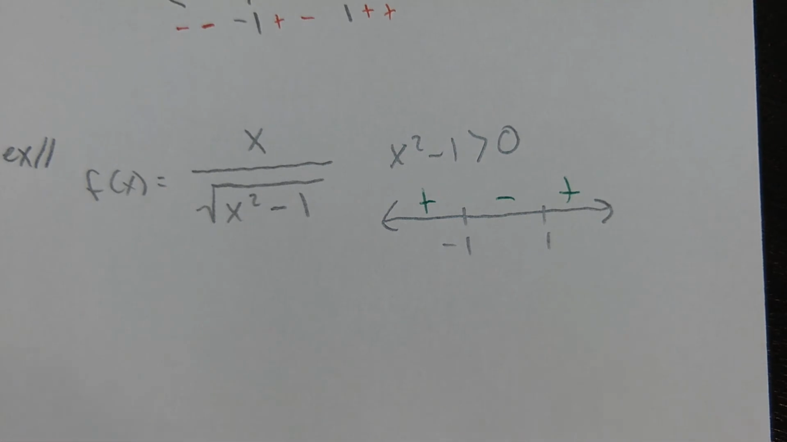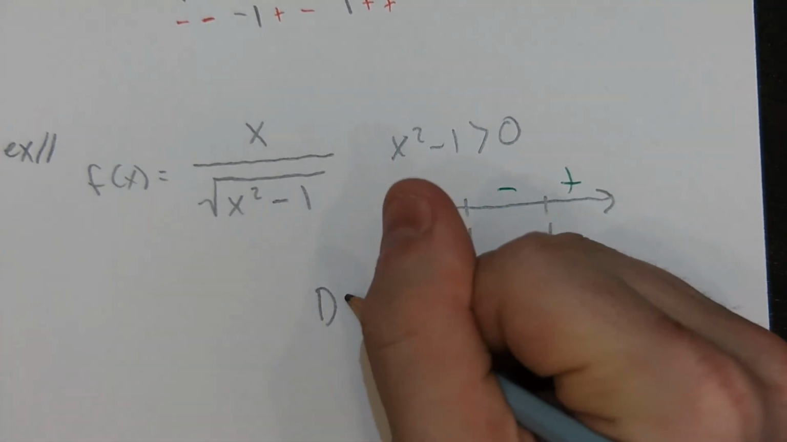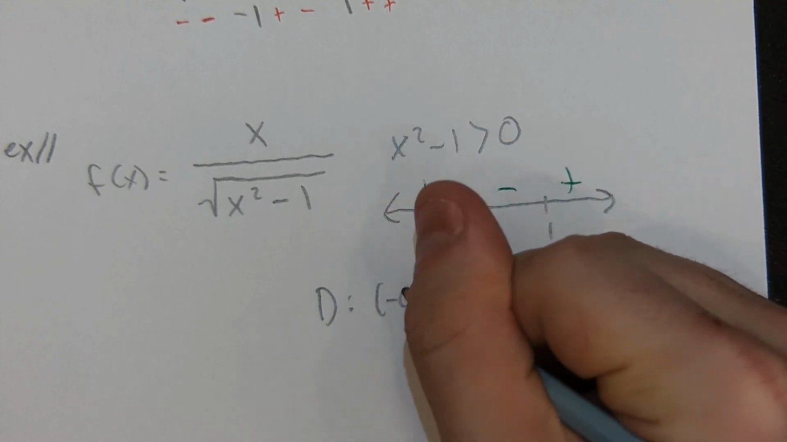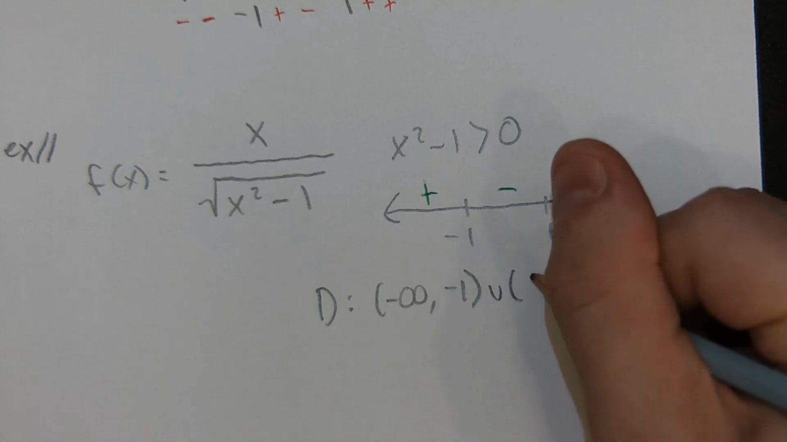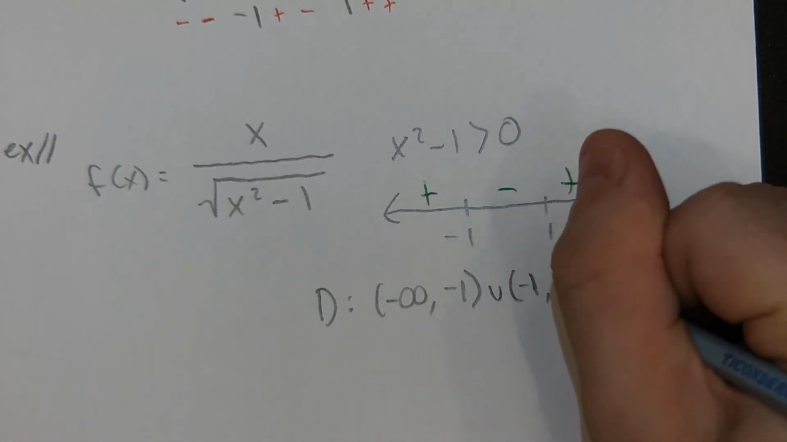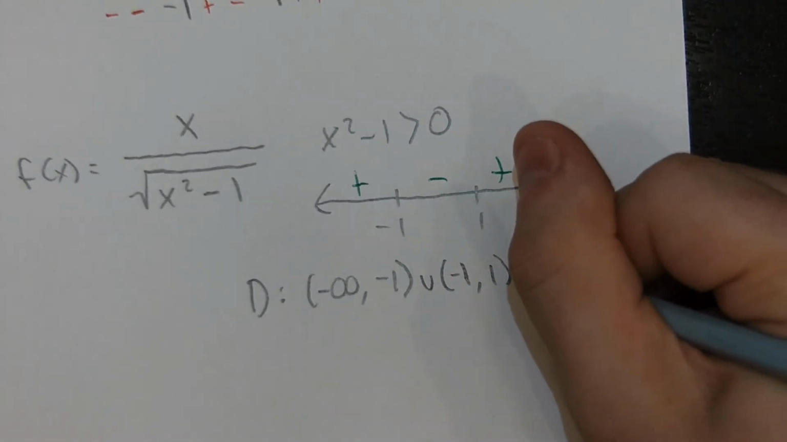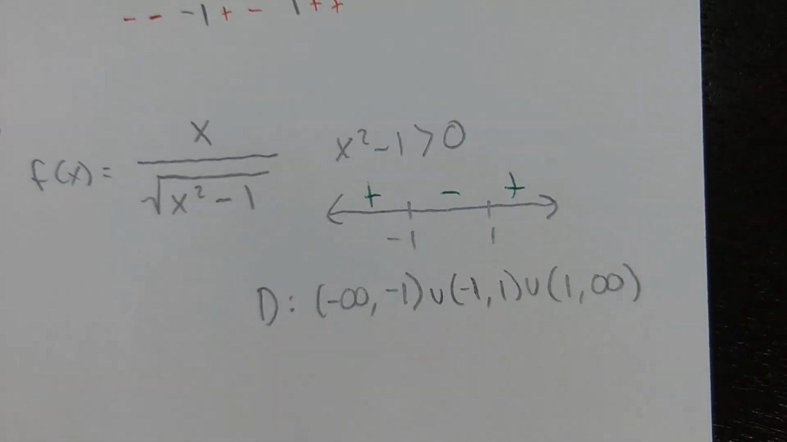Same sign diagram, same critical values. Only difference is now we cannot have the brackets on our 1's, so the domain then would have been negative infinity to negative 1 non-inclusive, hop over it, to 1, hop over it, to positive infinity, like that.